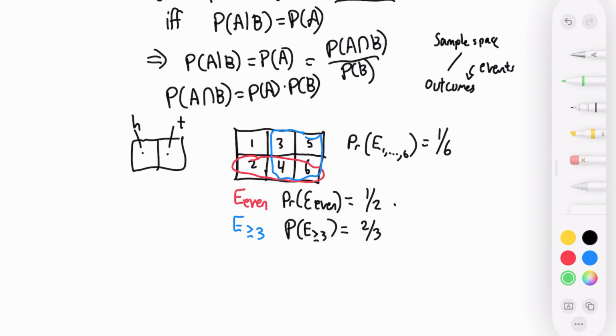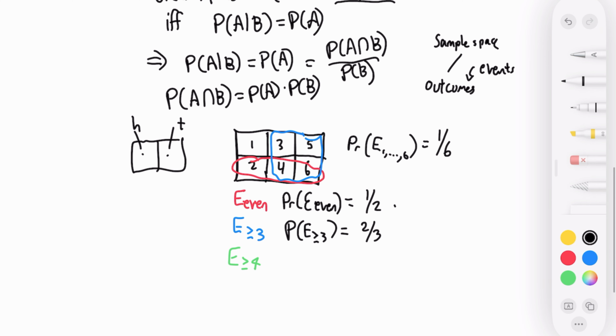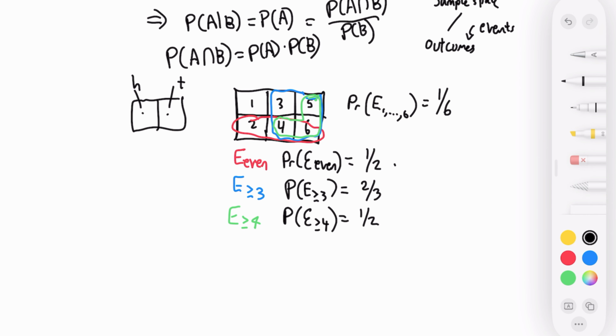And we can even have another event, and I'll explain why I did this before. E greater than or equal to 4, which is the probability of the event being greater than or equal to 4. And this is this particular event, so this sort of L-shaped block here. And this has a probability of 3 times 1/6, or 1/2. So now we can actually look at doing some interesting things with these.